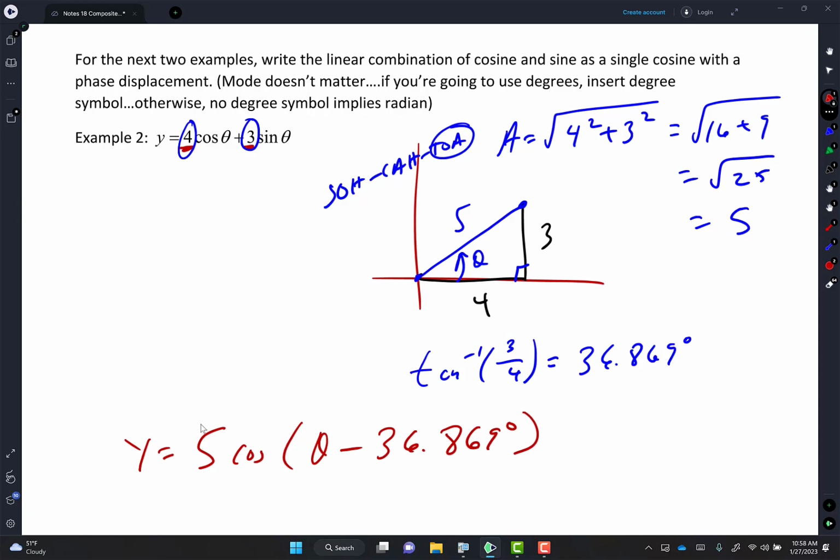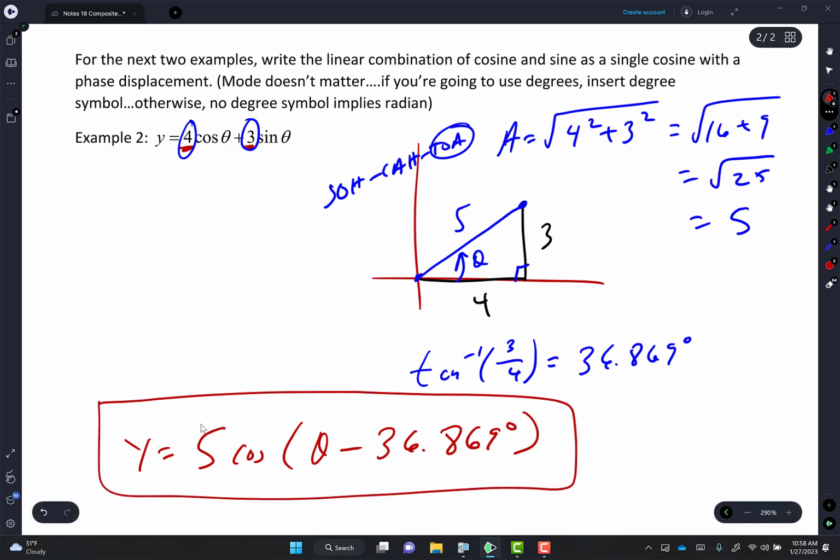If I would have rounded it, it would have been 0.870. And that's it. If you want to test it, you can put this in Y1 and then put this in Y2, and they should be the same graph. Matter of fact, let's do that one more time just so we can make sure that they are.